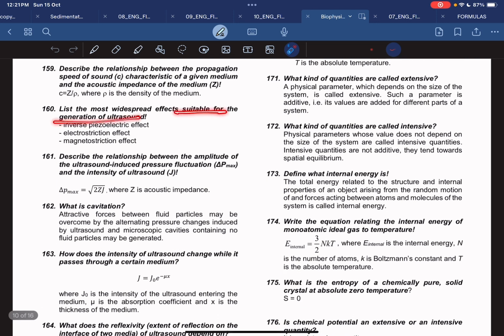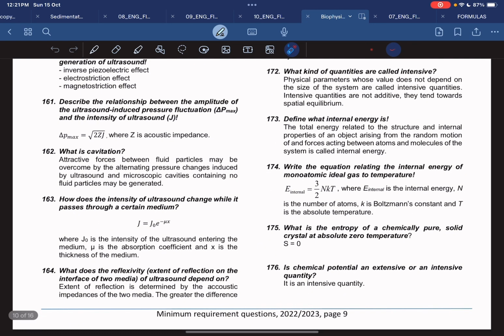Suitable for generation of ultrasound: inverse piezoelectric effect. Remember, guys, not piezoelectric, inverse piezoelectric. Electrostriction and magnetostriction. Remember, electrostriction cannot detect ultrasound, but magnetostriction and the piezoelectric effect can. Okay, describe the relationship between amplitude. This is again a formula. Please remember, I can't explain what a formula is.